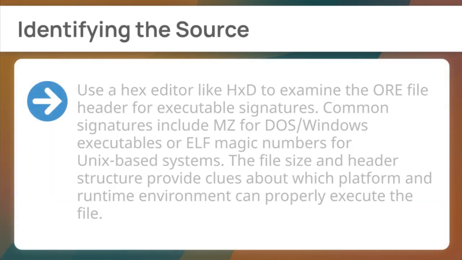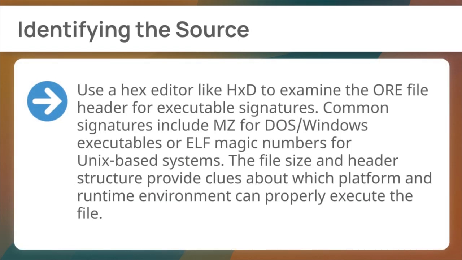First, identifying the source. Use a hex editor like HxD to examine the ORE file header for executable signatures. Common signatures include MZ for DOS Windows executables, or ELF magic numbers for Unix-based systems. The file size and header structure provide clues about which platform and runtime environment can properly execute the file.